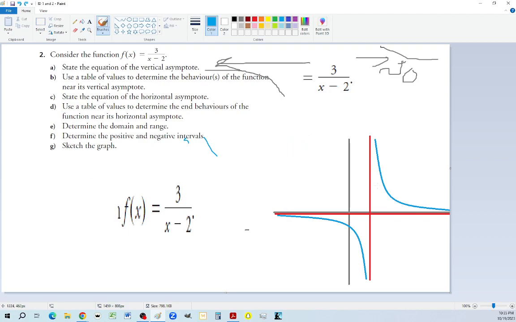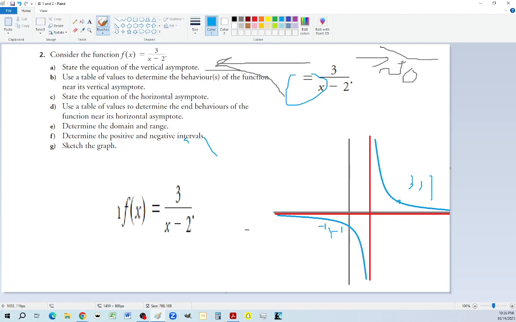What happens when x is 3? Well, it becomes 3 over 1, so that means (3, 3). So you could even put a dot here if you wanted. And what happens when it's minus 1? You get 3 over minus 3, you get negative 1. So at minus 1, you're going to get a negative 1. So there's a couple dots you could put in there.